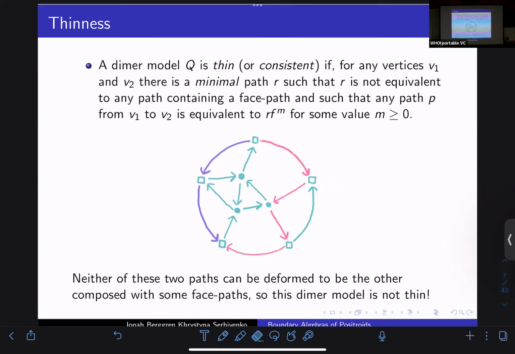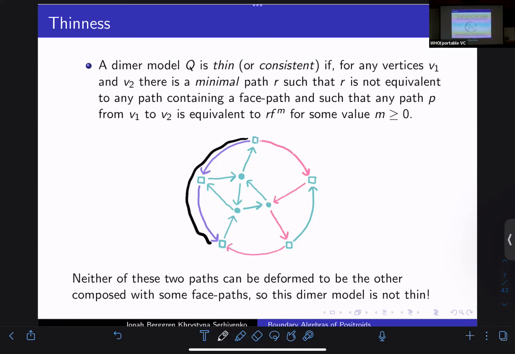We care about minimal paths, which are, for example, this purple path here. There's no way I can morph this at all. And this means it's minimal. Or generally, a minimal path is one that I cannot make into something that has a face path. So no matter how I do my morphs, I'm never going to be able to make a face path. And to call a dimer model thin, I want there to be, for any 2 vertices, a unique minimal path up to equivalence. And if I have any other path from those same vertices, I want to be able to morph it into a minimal path plus a bunch of face paths.